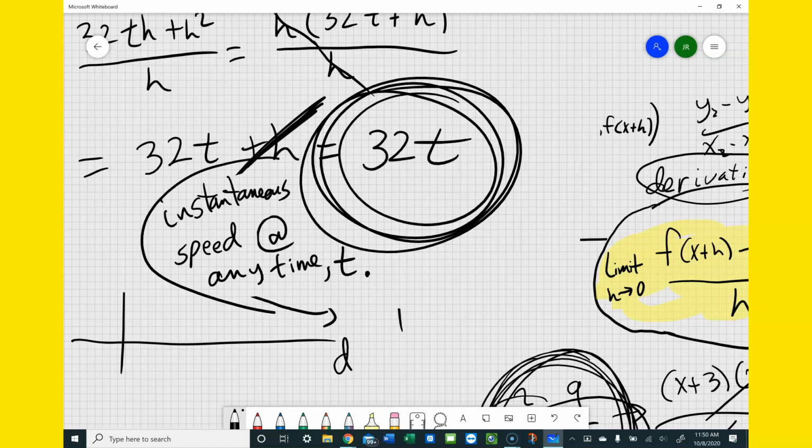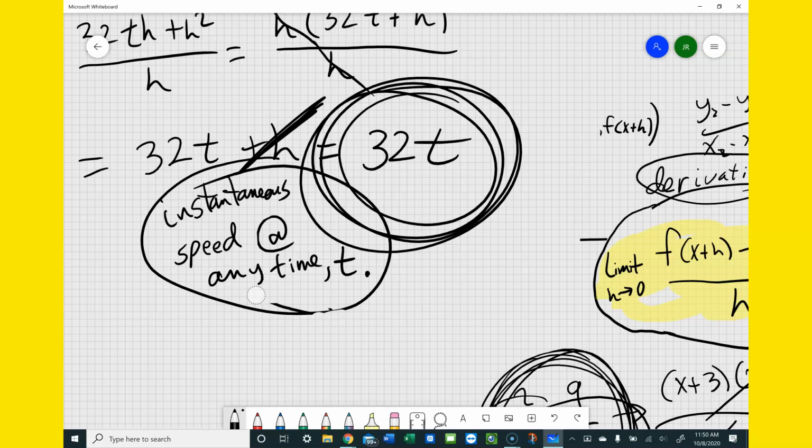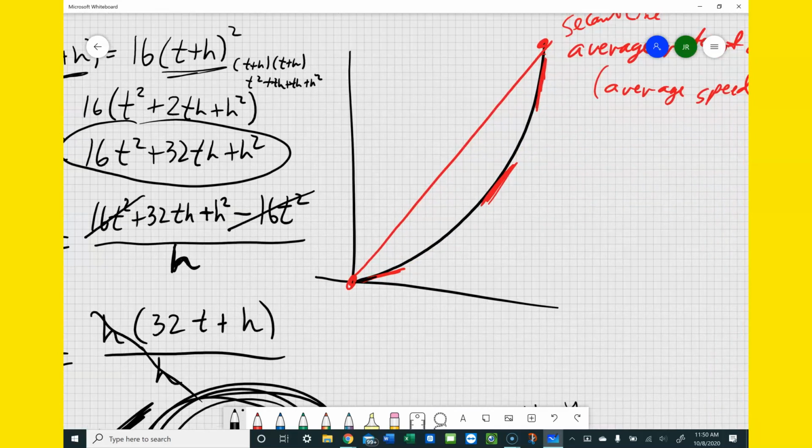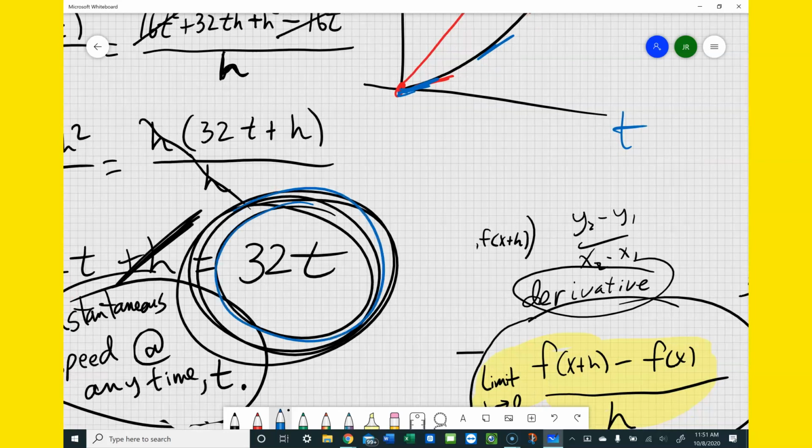This is the instantaneous speed at any time we want to find it. And notice, it is not a constant. It is an expression that changes its value as t changes, which is exactly what we should expect, because the instantaneous rate of change is different here than it is here, and it keeps changing the more time passes. The longer the thing falls, the faster it's going to go, the greater the instantaneous speed, which this function exactly accomplishes.